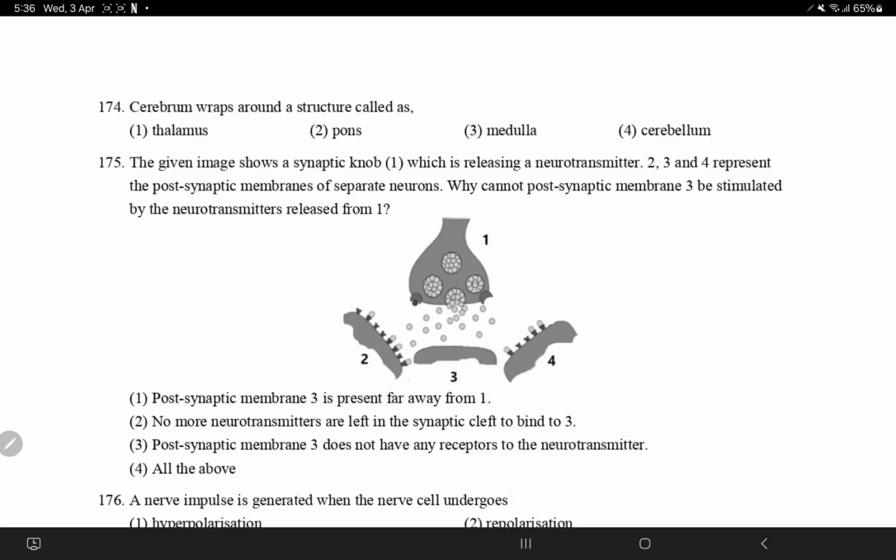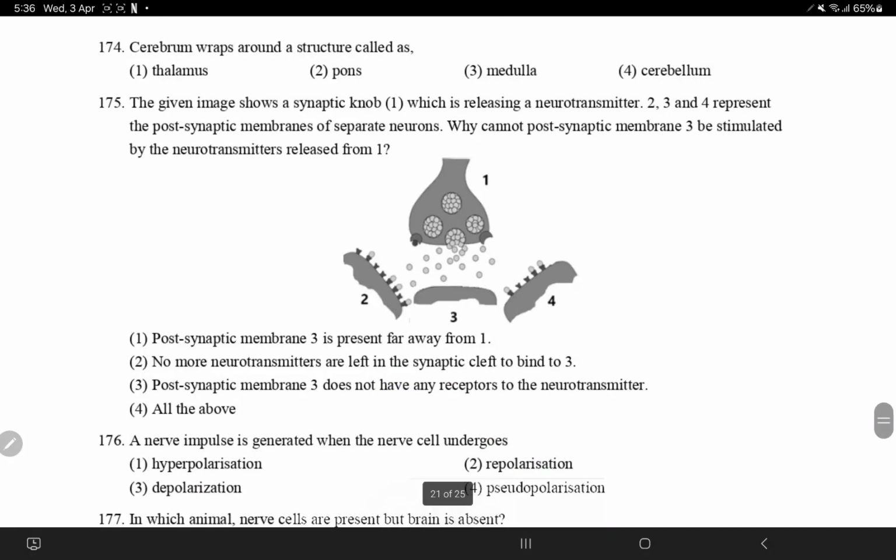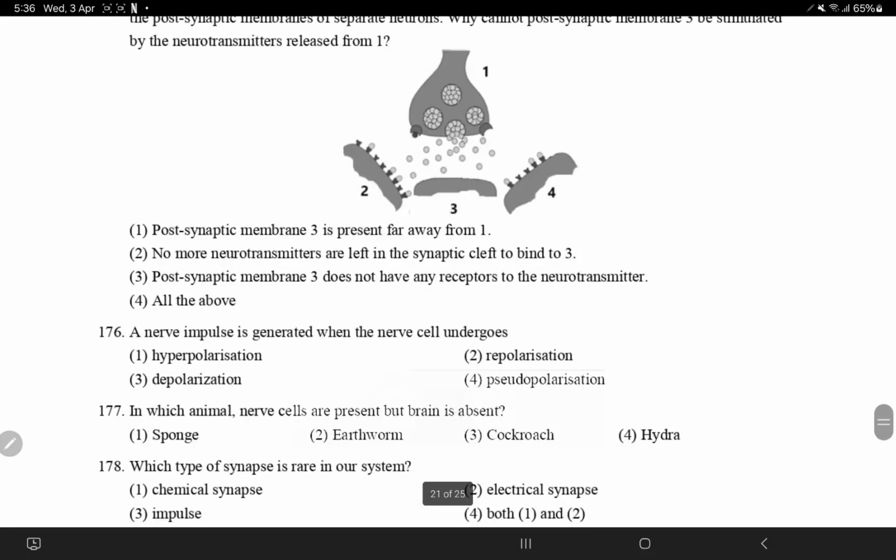The given figure shows the synaptic knob which is releasing the neurotransmitter. 2, 3, 4 represent the postsynaptic membranes of separate neurons. Why cannot postsynaptic membrane 3 be stimulated by the neurotransmitter released from 1? Because postsynaptic membrane 3 doesn't have any receptors for the neurotransmitter. So option 3 is correct.